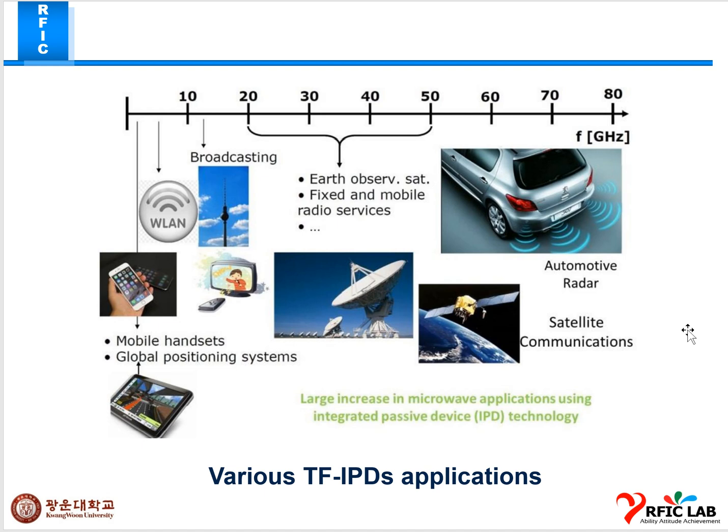handset, global positioning system. Broadcasting can be at greater than 10, 10 to 20 gigahertz, and earth observing satellite, fixed and mobile radio frequency uses 20 to 50 gigahertz, and satellite communication also. For automotive radar they use 60 to 70, 80 gigahertz frequency. This is a large increase of microwave application using integrated passive device technology.